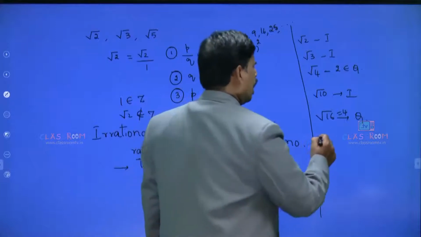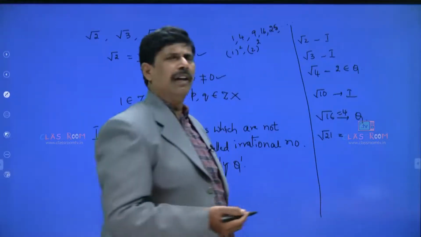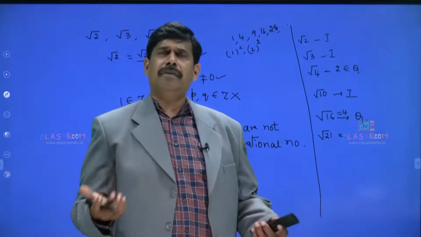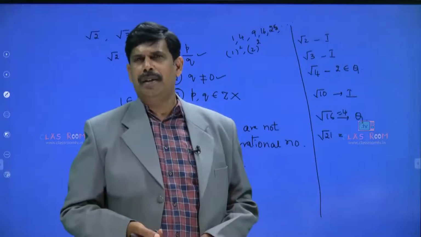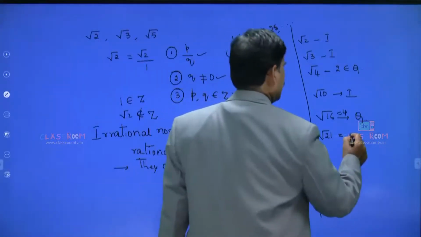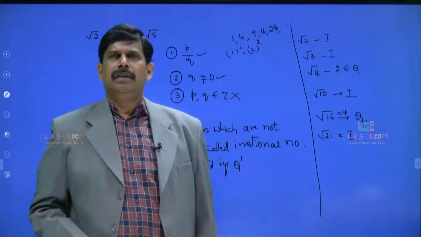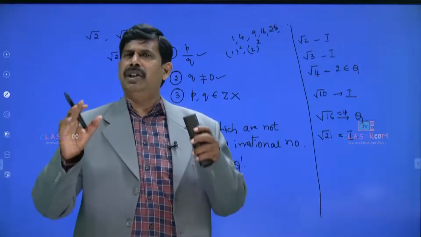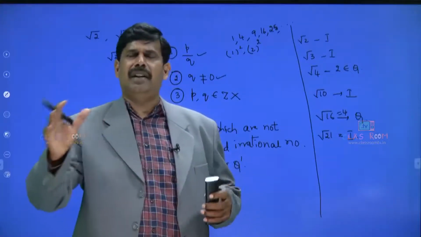Suppose I am giving you the square root of 21, for example. What is the square root of 21? 21 is not a perfect square number. So it is irrational. Is it clear? So the numbers which are not rational, they are irrational.